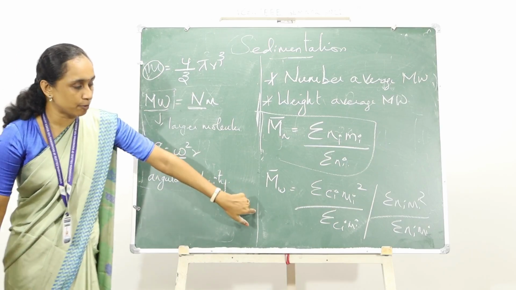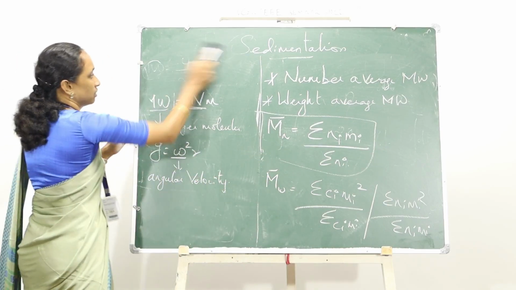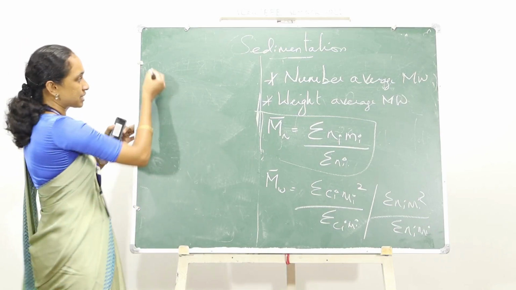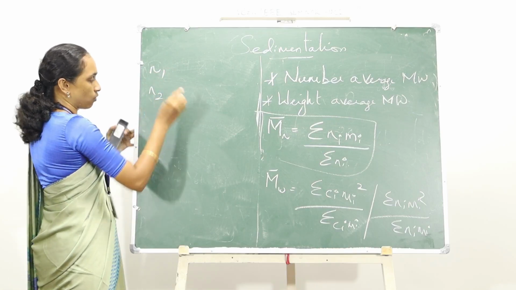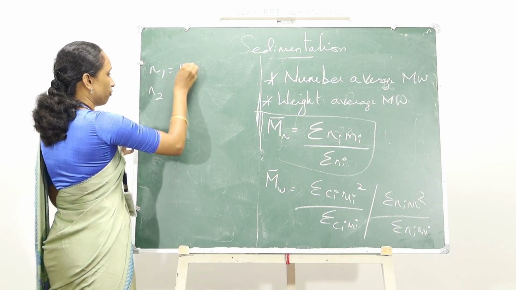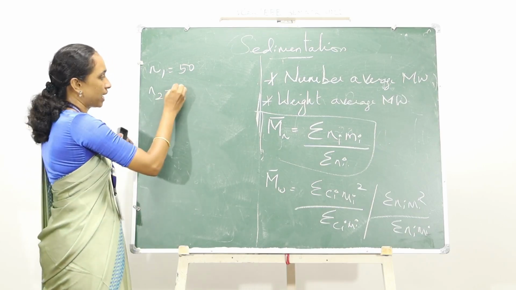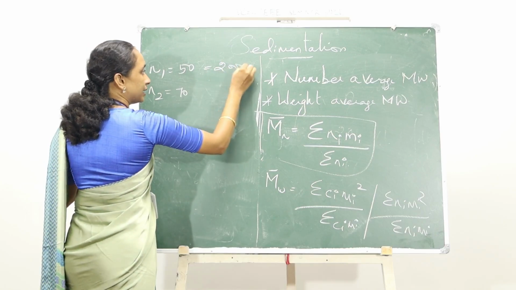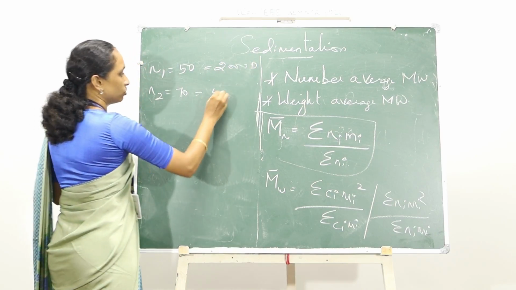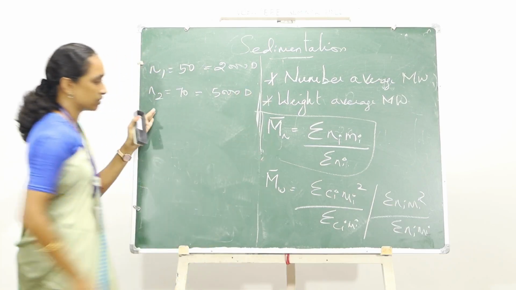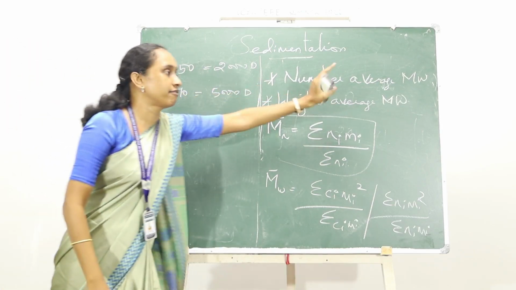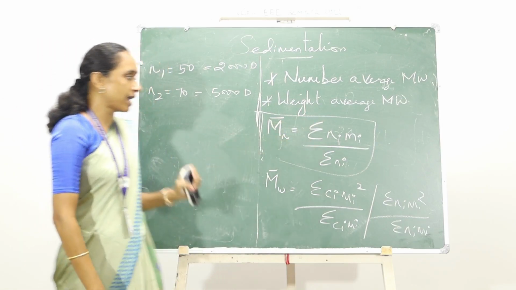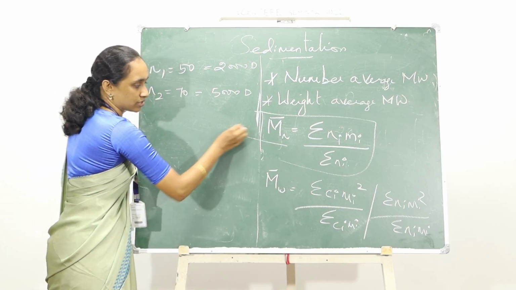So I will solve a simple problem related to this. For example, you have a polymer with a molar mass distribution, with two molecules N1 and N2. N1 is around 50 moles and N2 is 70 moles. The molecular weight of the first is around 2000 daltons, and for the second assume 5000 daltons. So how will you calculate the number average molecular weight? The formula is sigma Ni mi by sigma Ni.